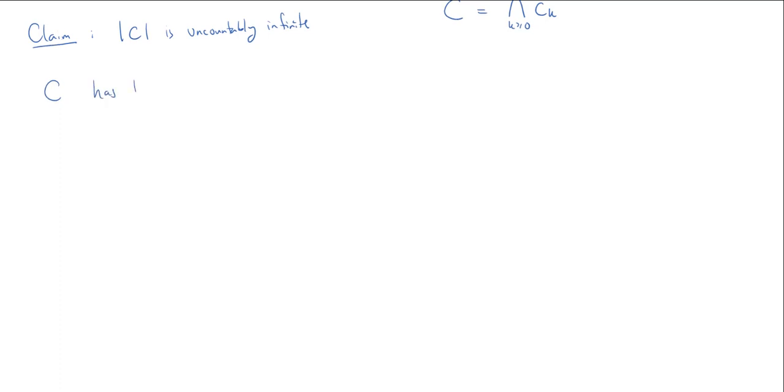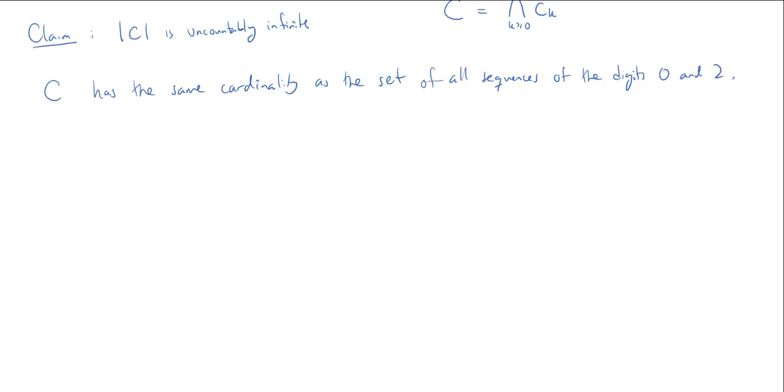has the same cardinality as the set of all sequences of the digits 0 and 2. All right, and what I claim is that this set is uncountably infinite. And we can prove this, for example, using Cantor's diagonalization argument.